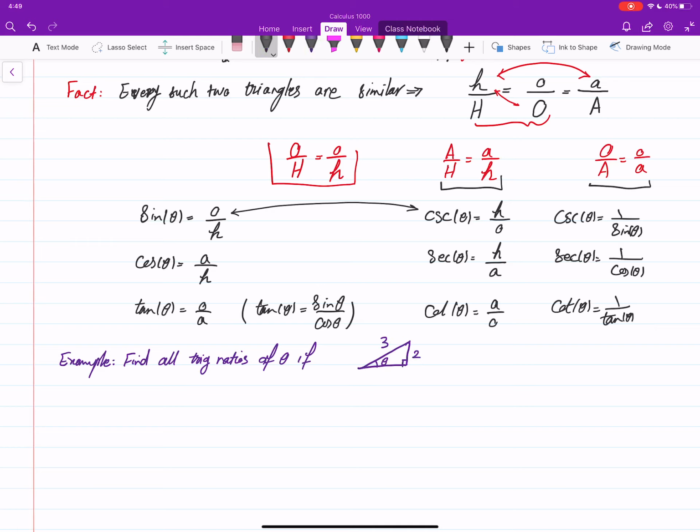Very nice. Okay, if this is 2, that basically means that opposite is 2, and this means that hypotenuse is 3. How about adjacent? Adjacent is not given, but we can use the Pythagorean theorem. So H squared equals A squared plus O squared. And this gives us 3 squared equals A squared plus 2 squared.